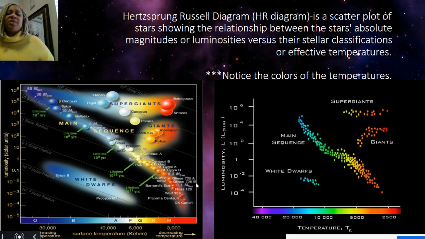So the Hertzsprung-Russell diagram, HR diagram, is a scatter plot of stars showing the relationship between the stars' absolute magnitudes or luminosities versus their stellar classifications or effective temperatures. Now, I put two different pictures right here because I want you to notice these pictures. You'll see different pictures of HR diagrams. Of course, I'm giving you beautiful color here, but you may see an HR diagram that looks just like this, but it's just printed black and white. So you really need to understand how to read these, okay?